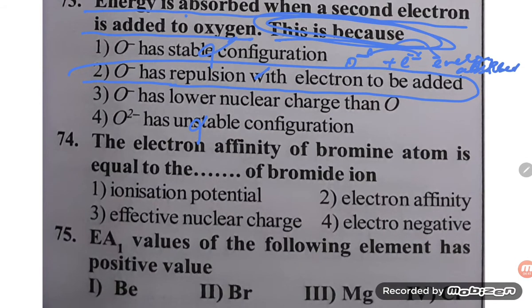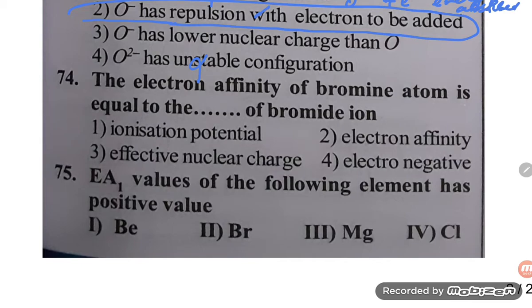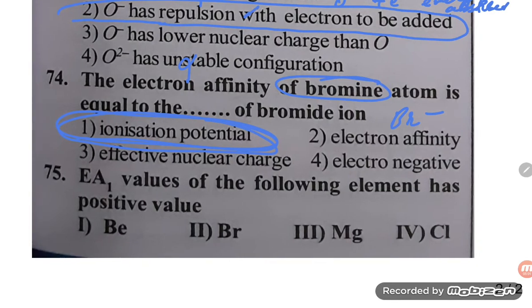Now let us move to problem 74. The electron affinity of the bromine atom is equal to the ionization energy of the bromine ion. The correct option is option number 1: the ionization enthalpy of Br minus ion and the electron affinity of bromine both have the same value. First ionization enthalpy, first electron gain enthalpy, EA, electron affinity. EA1 means first electron affinity. The first electron affinity value of the following elements has to be positive. Bromine is 0, because this is a stable configuration.